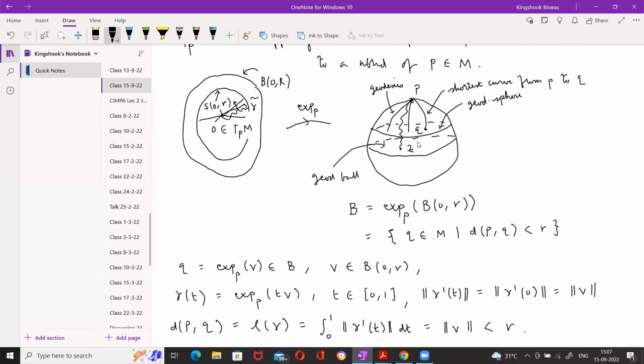So the length of gamma will be greater than or equal to the length of gamma tilde, and gamma tilde is just a curve in Rn, since the tangent space is identified with Rn. It's a curve in Rn going from the origin to a sphere of radius r, so it has length at least r. So that's roughly it. The key point is the Gauss lemma. I'll talk about the Gauss lemma later when we talk about Jacobi fields.